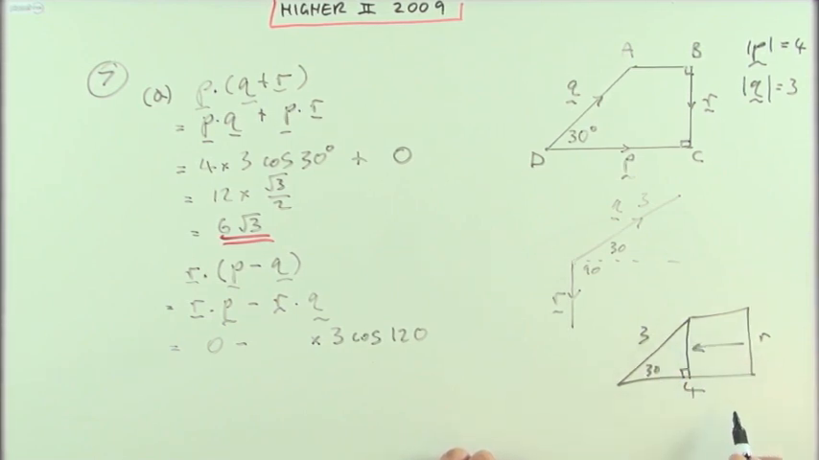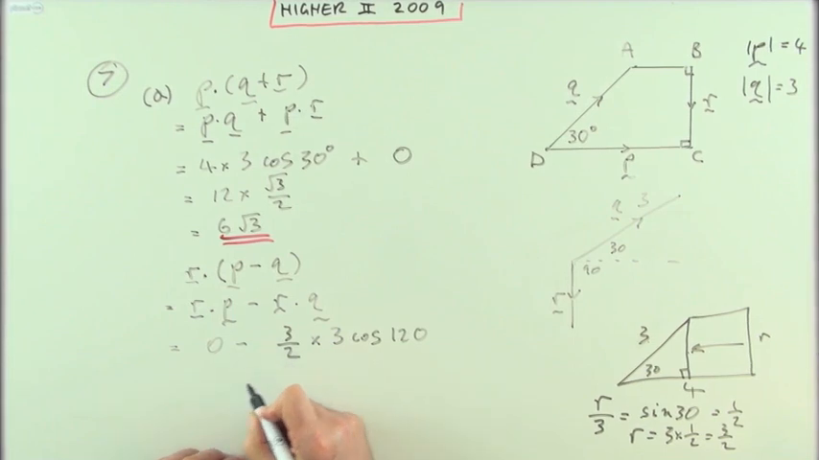I've got a little right-angled triangle. What would be that side there if that was 3? Well, that part would make the sine. I would have R upon 3 equals the sine of 30, which of course equals a half. So R is going to be 3 times a half, which is 3 upon 2. So R is 3 upon 2.